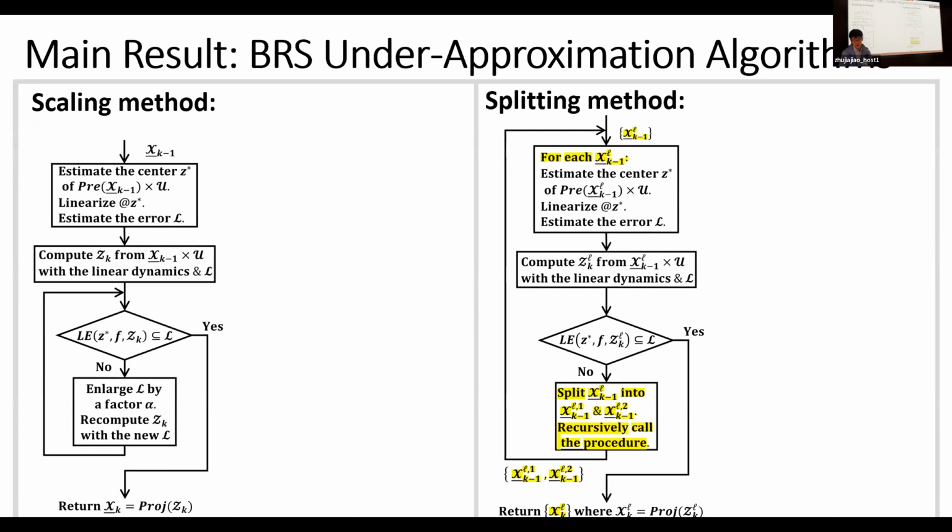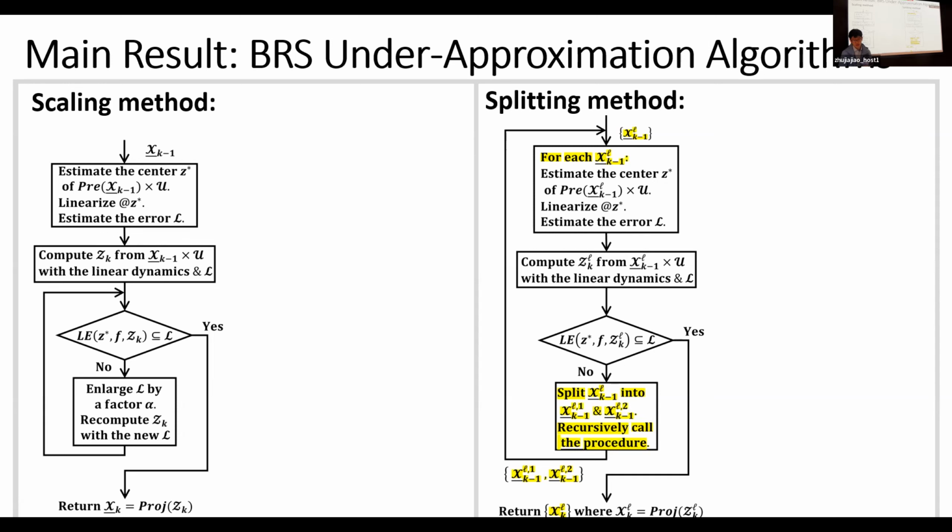And using that, we developed some algorithms to under-approximate the backward reachable set. So here we have two sets of algorithms. One is called the scaling method, the other is called the splitting method. The key challenge here is you need to over-approximate the linearization error, which must be valid within the set you compute before computing these sets. So this is the main challenge.